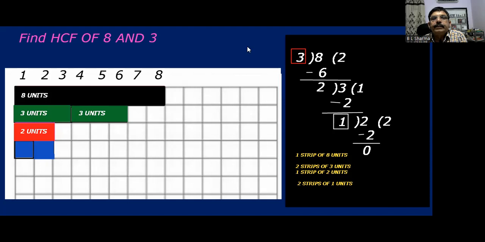But here, you will see that these are 2 strips of each 1 unit. So we write here 1 unit. That is also 1 unit. Here we find that this is completely divisible. Therefore, again, we can write here. Here, this is a remainder. In this case, this is the remainder.